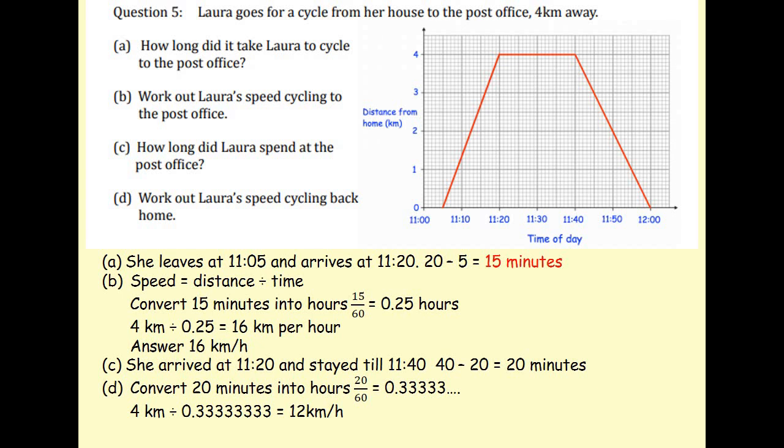If you're using a calculator to work these questions out, it's helpful to use your answer button. So you would do 20 divided by 60, which gives you 0.3 recurring on your calculator. You can then just do 4 divided by answer, and if you've got that type of calculator, you can hit the answer button, and that will give you exactly 12 kilometres per hour. If you round the number to 0.3333, you will get an answer that is very close to 12, but not quite 12. So it's useful to use the answer button on your calculator to have that accuracy.